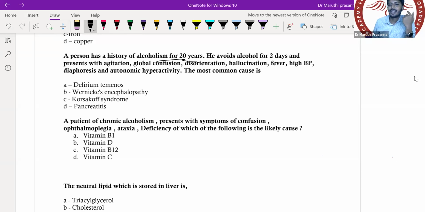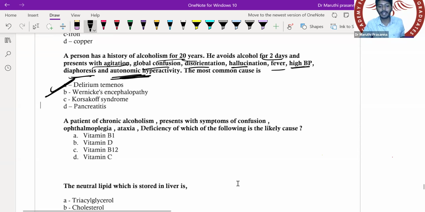Alcoholism for 20 years. He avoids alcohol for 2 days, presents with agitation, global confusion, disorientation, hallucination. Fever is high, high BP, diaphoresis and autonomic activity. After the withdrawal of alcohol he is getting high BP, diaphoresis, autonomic activity involvement. So the answer is delirium tremens. He developed these symptoms after stopping the alcohol, because it is a withdrawal of alcohol.